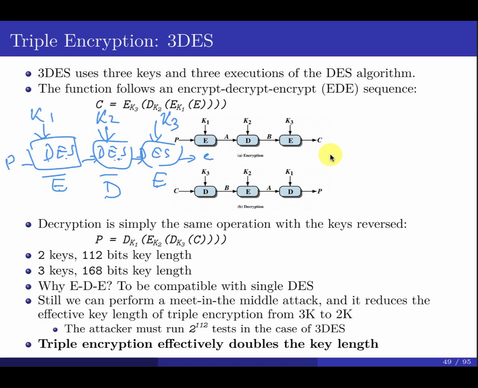In order to decrypt, you have to start from here and reverse the operation. To reverse this, you have to do decryption, right? To reverse this, you have to use encryption. To reverse this, you have to use decryption. So the model is called EDE: encryption, decryption, encryption. Why did they come up with this model? Because it allows backward compatibility: if I have a piece of hardware that only does single DES, based on this formula, I can implement it and use it for the single DES.